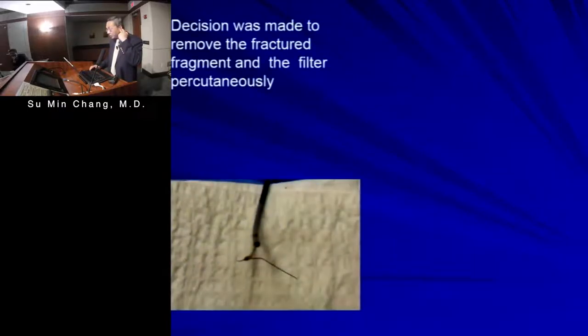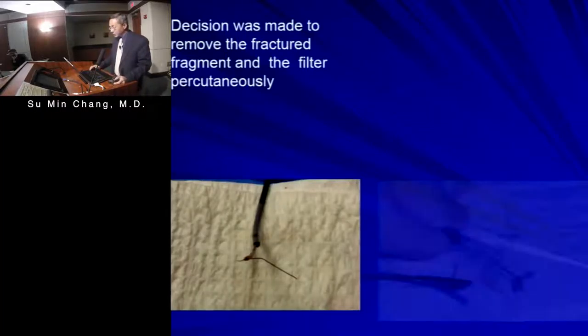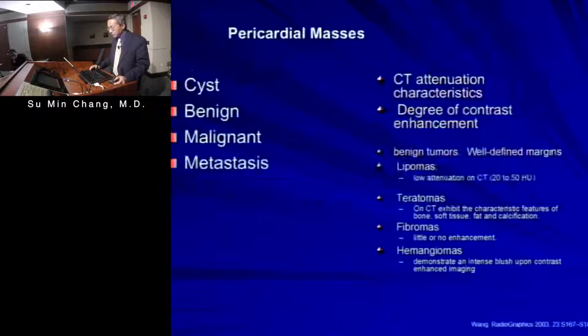Actually, yes, it should have gone from the RV, and we have a case, a young lady, where it was actually embedded in the interventricular septum. So this case actually worked its way through to the left side. Okay, so that's what we saw.